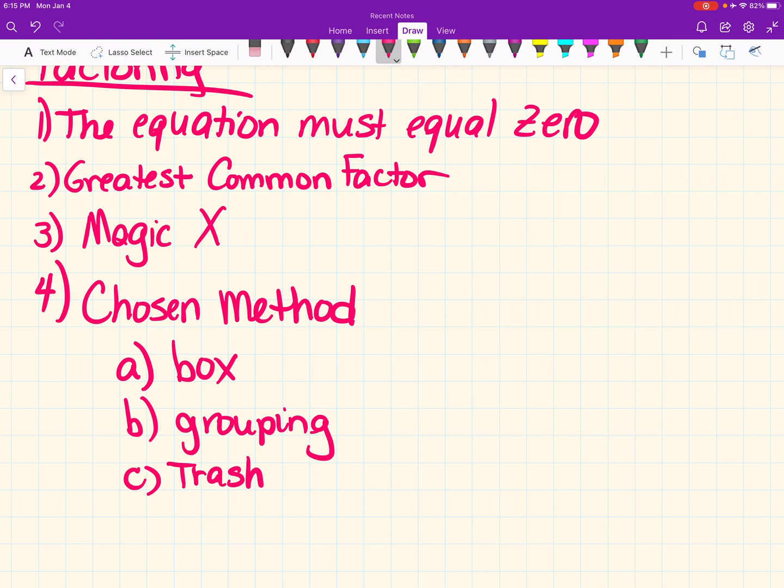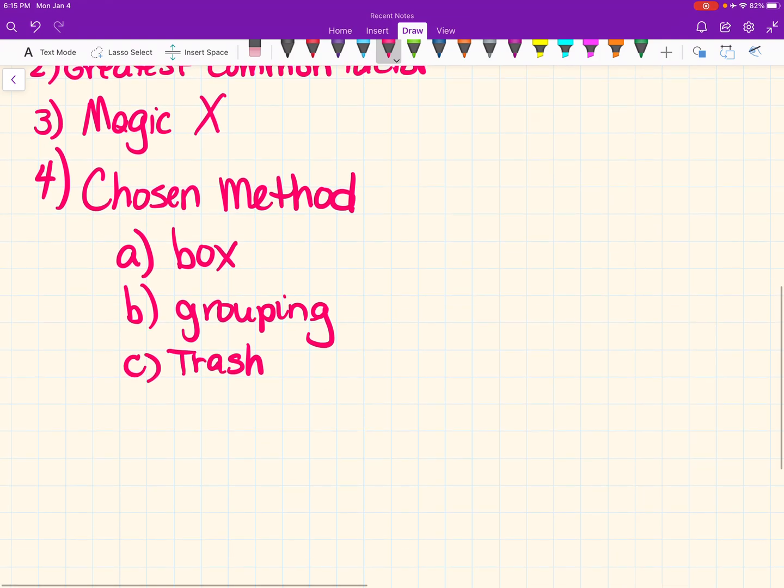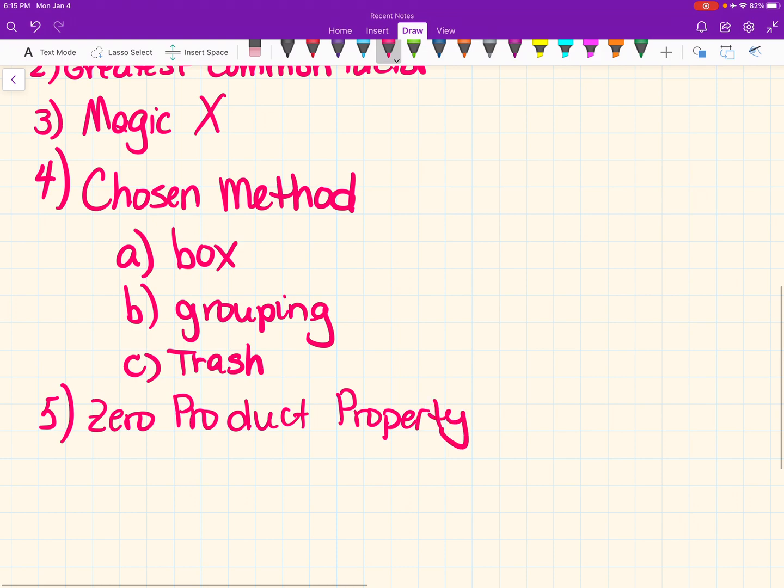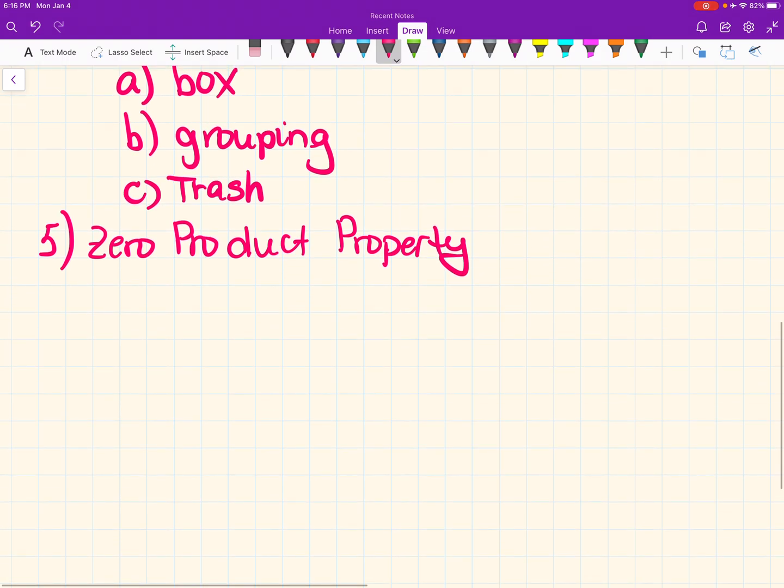Teachers who come here from other schools are like, what the heck is the box method? And then they see it and they have a different name. So kind of up to you. And then your final step is zero product property. So let's do a bunch of these. All right.